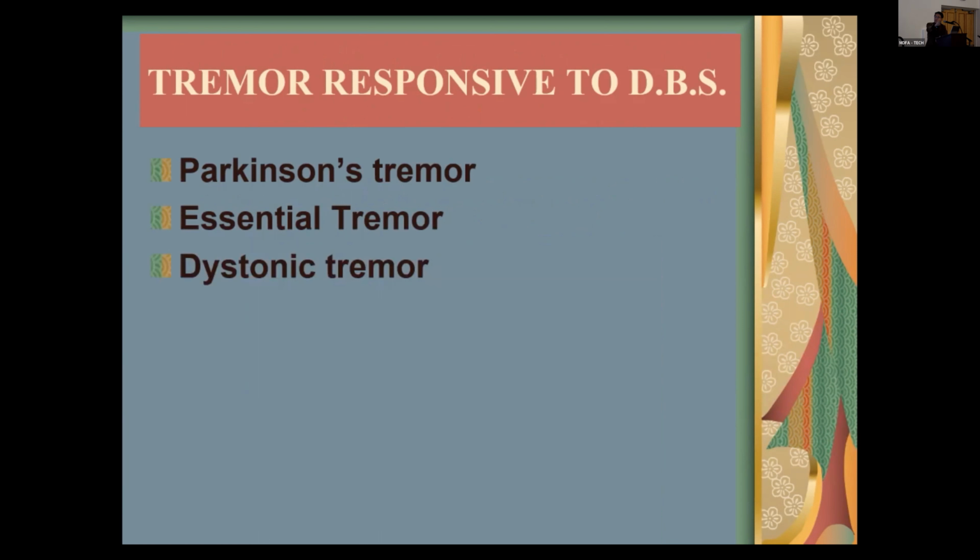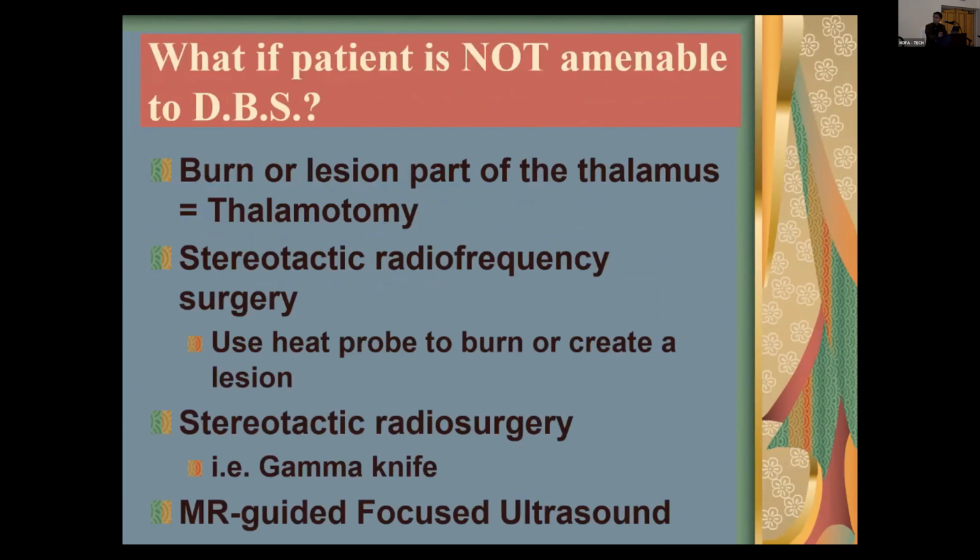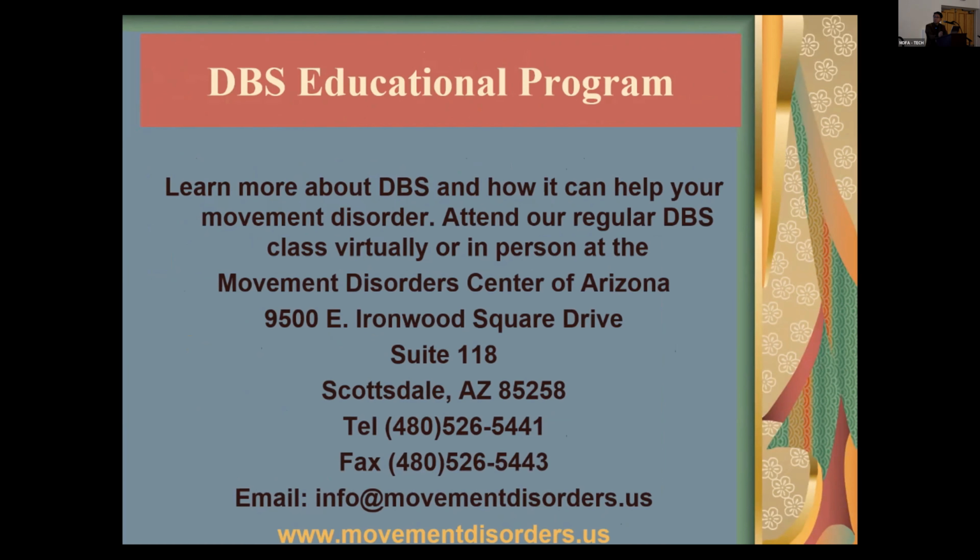Okay, so these are the tremors which are responsive to DBS: Parkinson's tremor, essential tremor, and dystonic tremor. And then if you don't want DBS, and Dr. Ponce will talk about this in a few minutes, what are the options? So he'll talk about, in particular, focused ultrasound. But there are other options there.